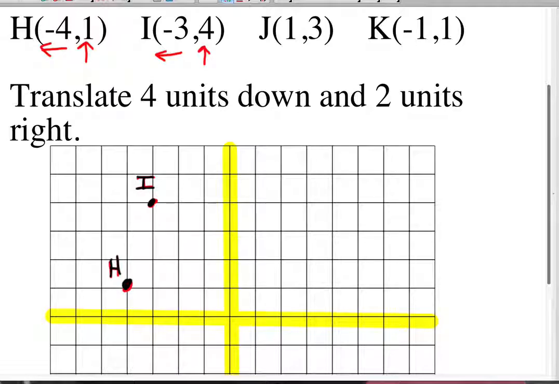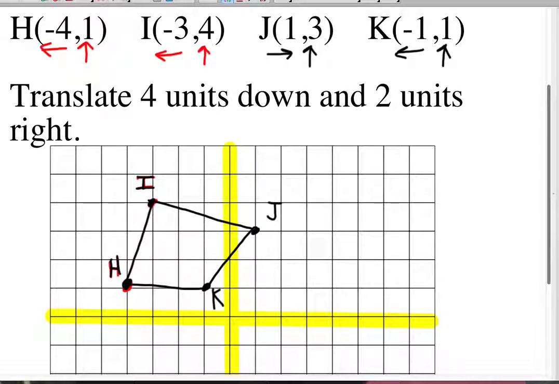J, look at this guy, +1. Right 1, up 3. There's J. And K is -1, so it's left 1, up 1. Left 1, up 1 puts me there. That's K. Connect my dots. This is my original figure. Nothing has been translated yet.